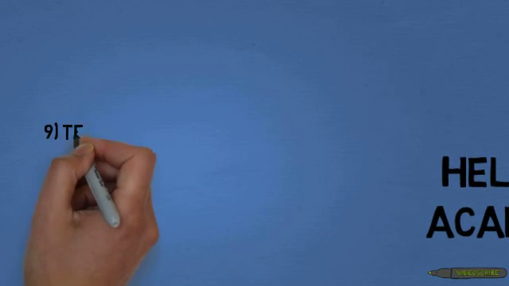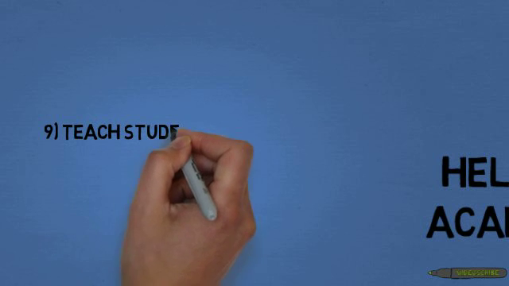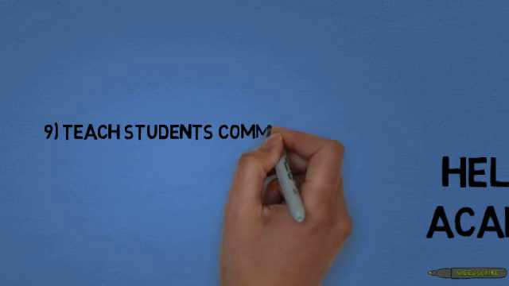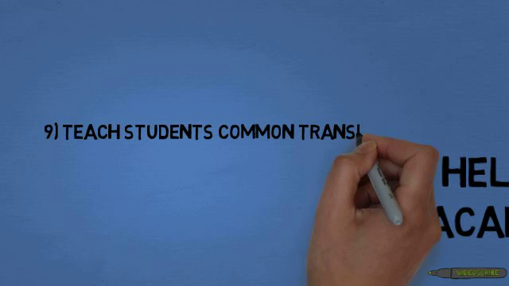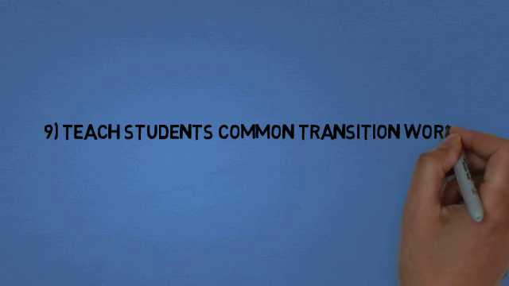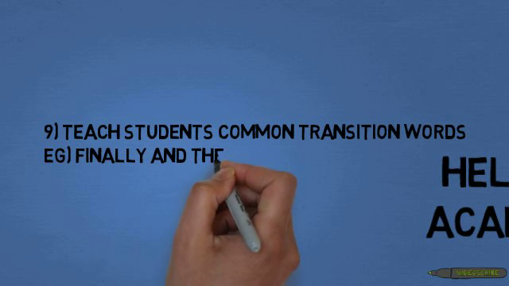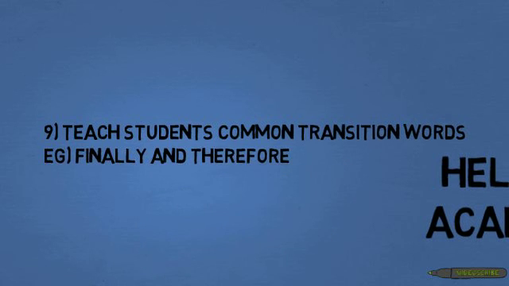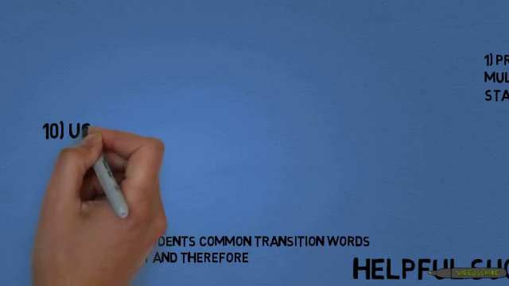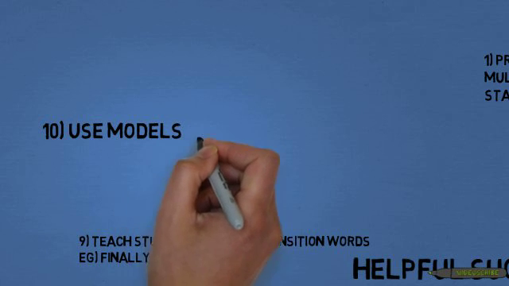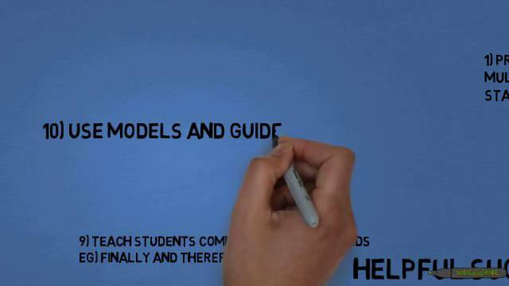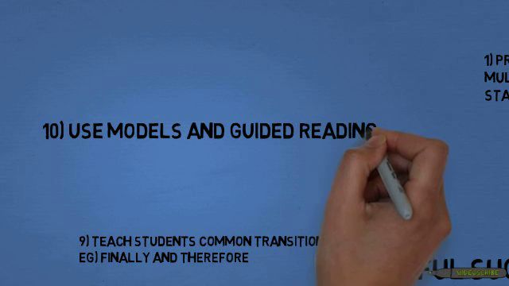Number 9, teach students to identify common transition words that occur in a particular text and help them learn how to use and understand these words. For example, in my science class, finally and therefore are very common, and I often start the lesson by teaching them common words that will show up.